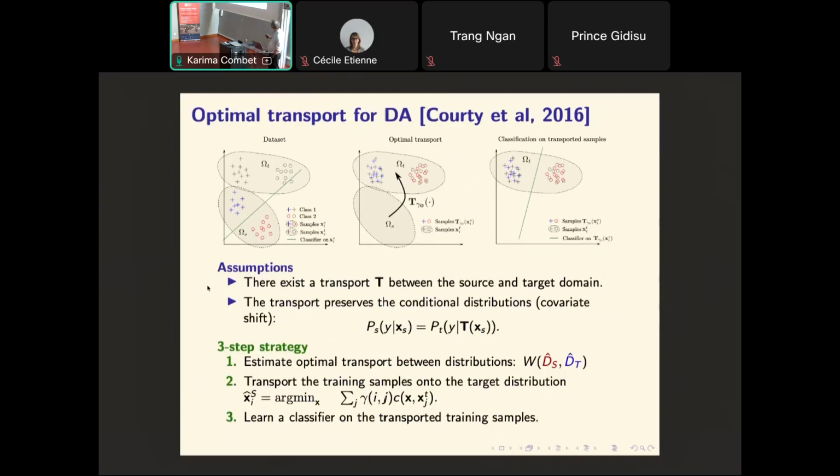You take your source data, you compute the optimal transport path, you move the source data closer to the target ones, and then you learn the classifier in that space. And it's a very popular method that works pretty well, which allows to have some theoretical guarantees.